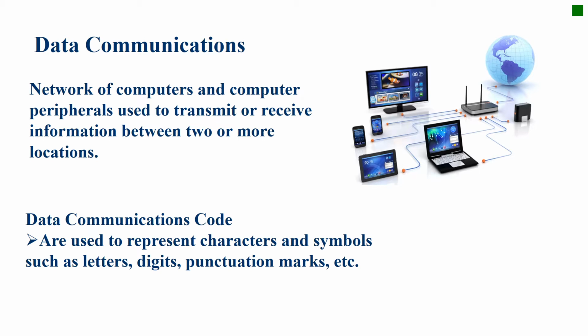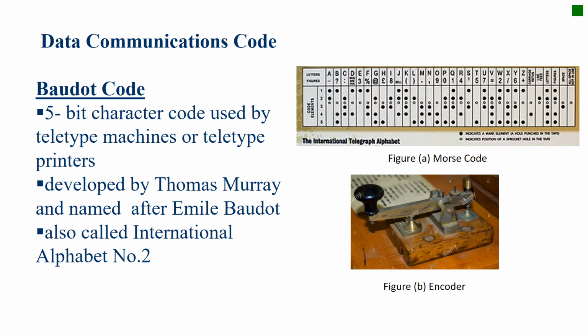Now, in order for these computers and peripherals to communicate with one another, they need to use a common language, and those are your data communications code. Data communications code are used to represent characters and symbols such as letters, digits, and punctuation marks that are used by your data communication system. Okay, so here are some of the most common data communication code.